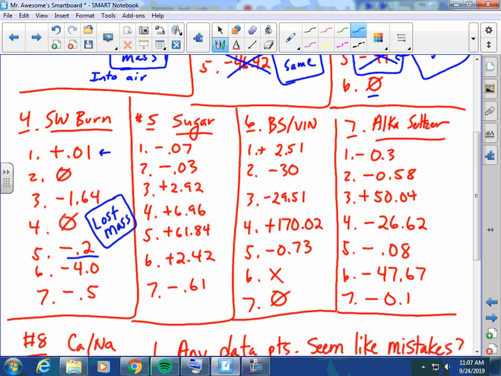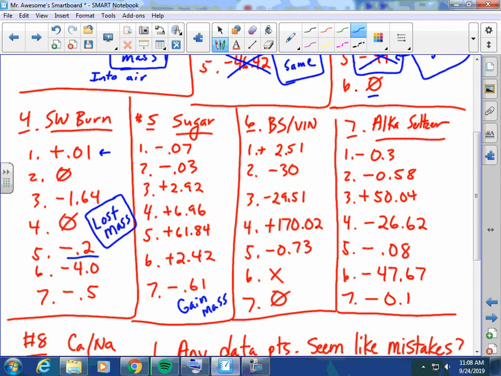Seems like it was increasing. Okay. Do you guys agree that it's increasing? Increasing, so gaining mass. Does anybody think there's data we should kick out of there? Did any other group say we should kick some data out?